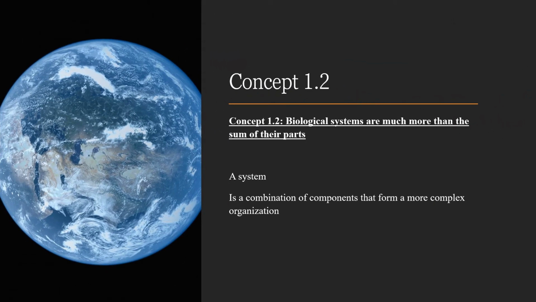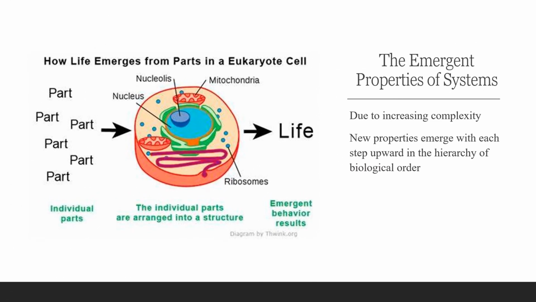Then we move on to the next concept, which is biological systems are much more than the sum of their parts. So what do you think is a system? A system is a combination of components that form a more complex organization. Emergent properties of a system: due to increasing complexity, new properties emerge with each step upward in the hierarchy of biological order. So here you can see how life emerged from parts in a eukaryote cell. Different parts will combine, the individual parts are arranged into a structure, and then emergent behavior, a life, will result.